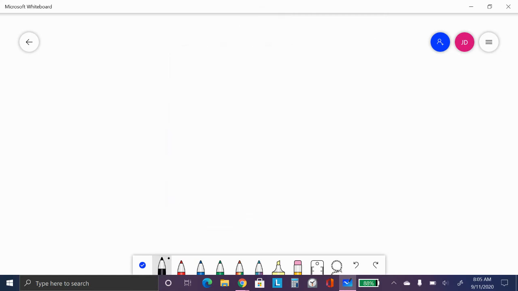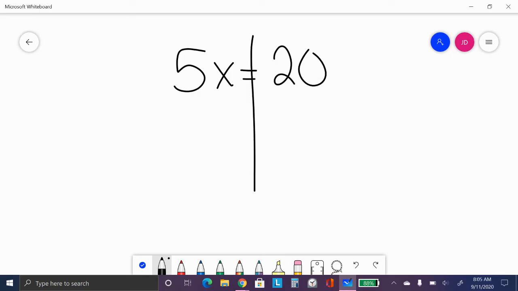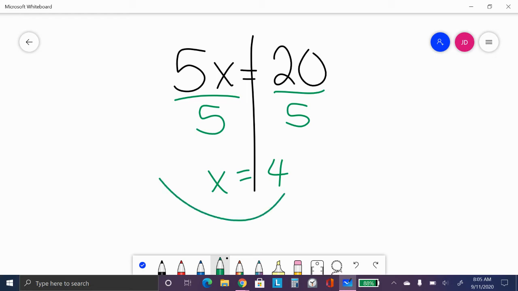Let's do 5x equals 20. In the case when there's a coefficient in front of the variable and there's nothing in between, we assume that's going to be multiplication. 5x means 5 times x. So the opposite of multiplying would be dividing. So we have x equals 20 divided by 5, which is 4. And again, 5 times 4 is 20.